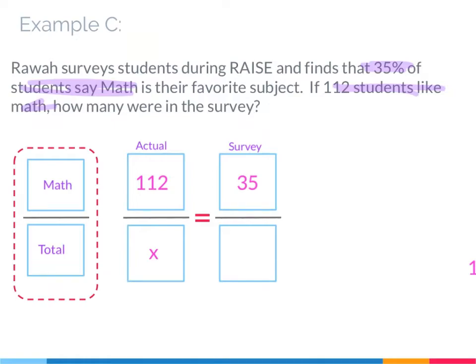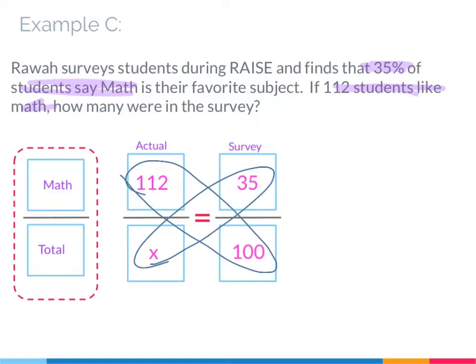So now we're just down to filling in that last box. Well, since we know that we have 35% of students say math, we know that 35% is out of a total of 100%, because every time that you have a percentage, it's out of 100%. So 35% out of 100% gives us our 4th number to our proportion. Now that we've set up our proportion, we're ready to solve. So we're going to do some cross multiplication. We've got x times 35 and 112 times 100.